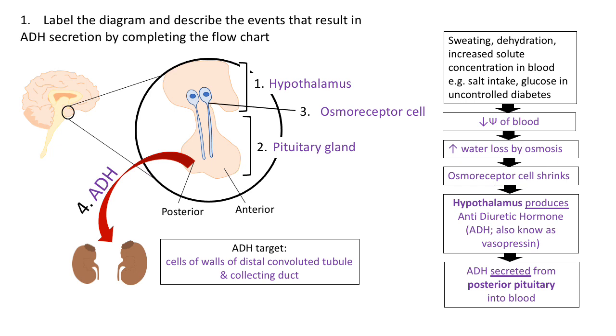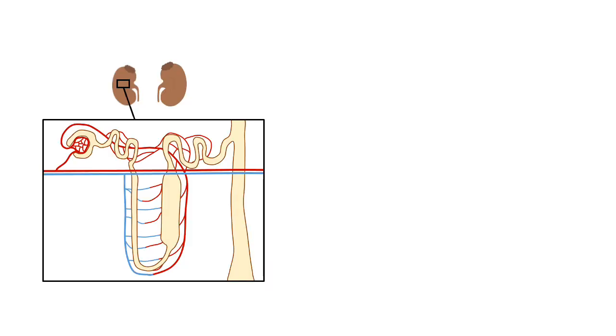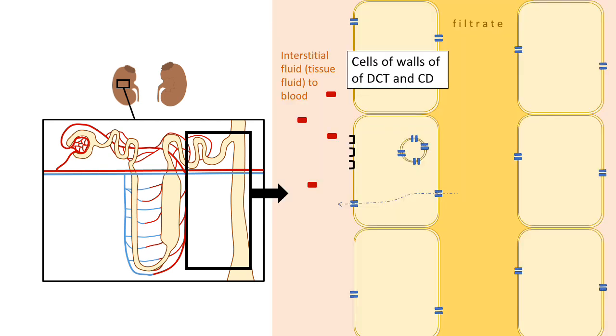Okay, let's move on to question 2. So here we're going to focus on the effects of ADH at the target cells in the nephron. So I'm showing you a kidney here. We've focused in on part of the kidney, and that specific part is one of the nephrons. Remember, there are about 1 million nephrons per kidney, and so we're looking at one of those nephrons on the diagram, and then we're focusing on the walls of the distal convoluted tubule and collecting duct.